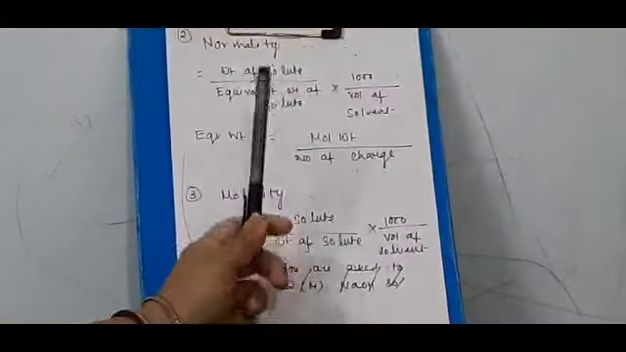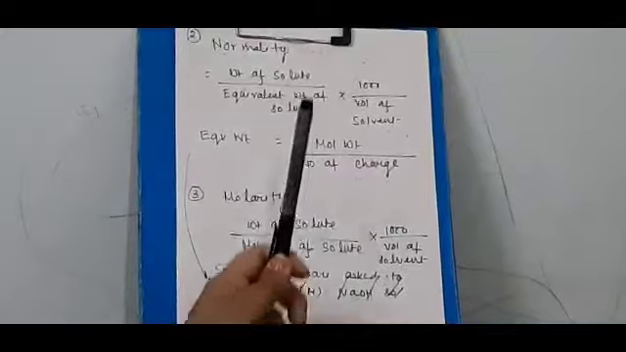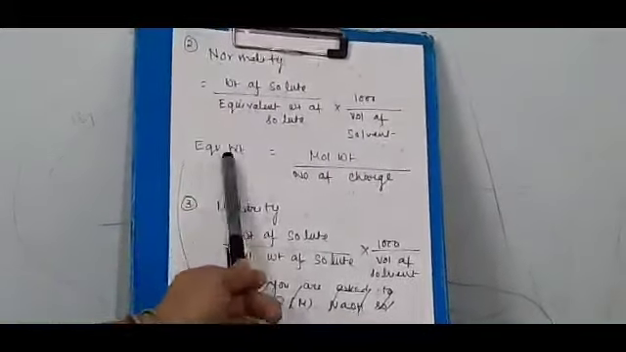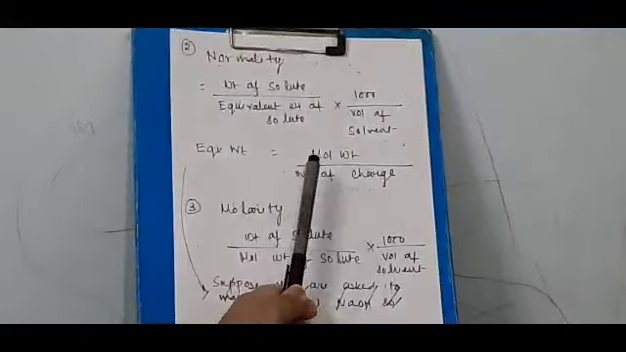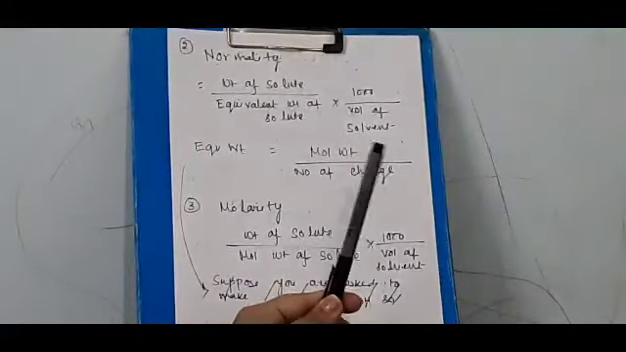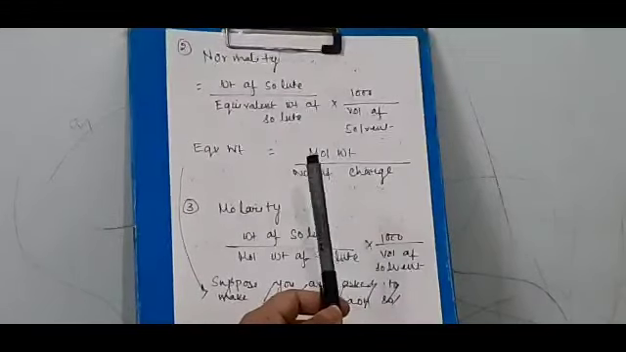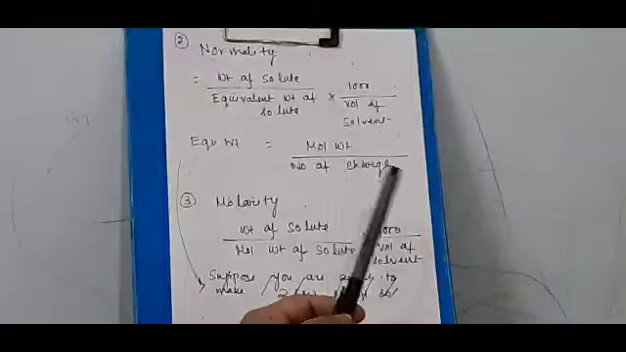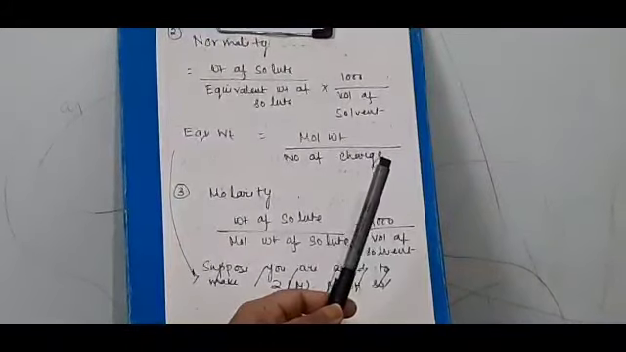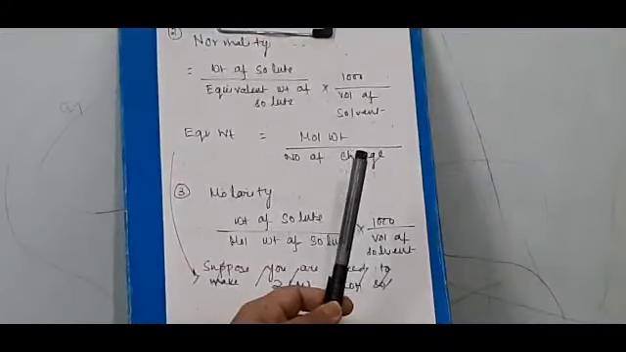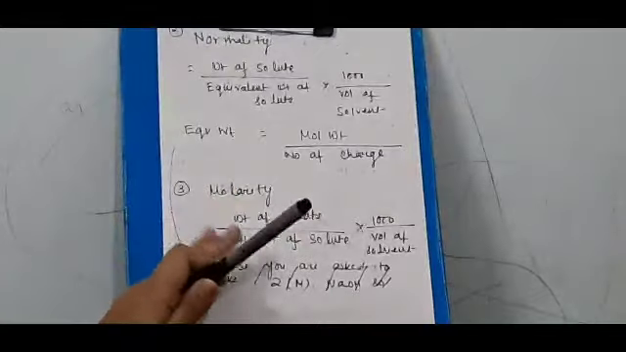Now we know about the molecular weight. Molecular weight is the summation of all atomic weights. Now what about equivalent weight? Equivalent weight equals molecular weight divided by number of charge. Suppose I have taken H2SO4, it will dissociate as 2H plus and SO4 2 minus. The charge of sulfate is 2 and the charge of hydrogen is 1. So we will divide it by 2. Molecular weight will be divided by 2.